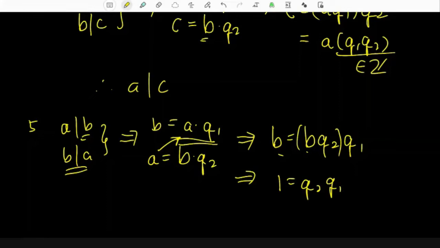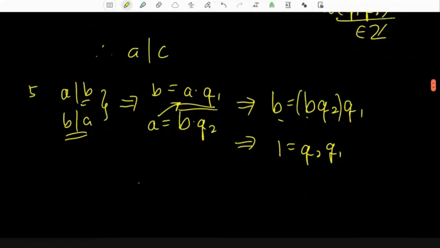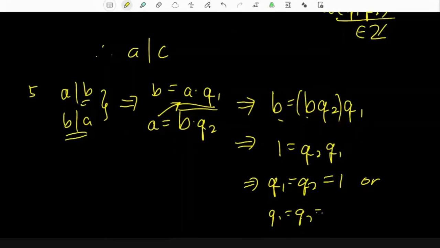Meron tayong product na nag-equal sa 1. Well, ano ba mga integers na pag minultiply mo, nagiging equal sa 1? Aba, dalawa lang ang possible scenario, di ba? Either yung Q1 equals Q2 equals 1, para pag multiply mo, 1 times 1, 1. Remember, ang Q2 at Q1 parang integer. So, hindi pwede yung 1 half times 2, hindi pwede yung 1/3 times 3. Integers lang dapat. Okay. And, or si Q1 equals sa Q2 equals sa negative 1. Yun lang yung pwede mangyari. Either pareho silang 1 or pareho silang negative 1.